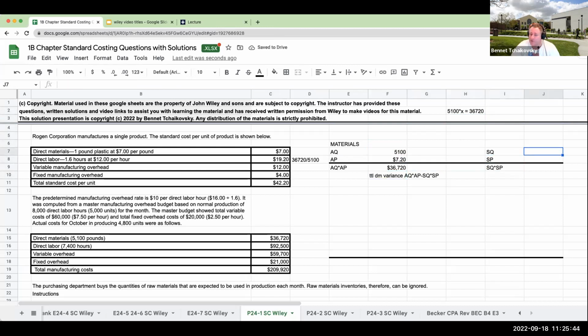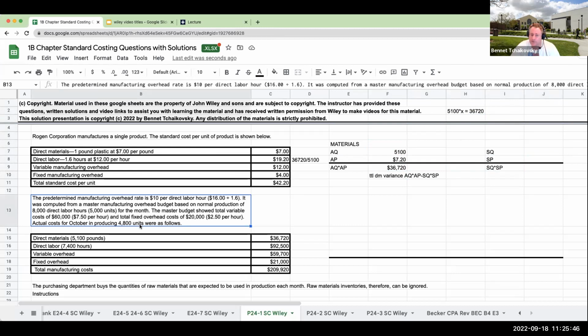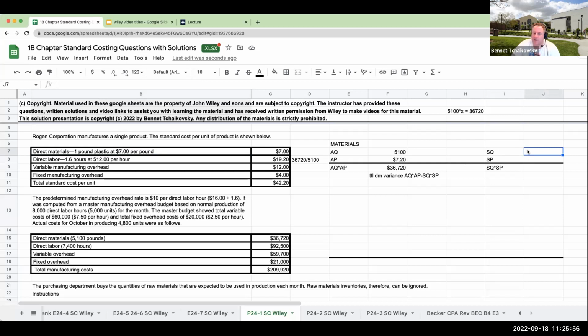Over here, my standard quantity. I produced 4,800 units. So how many pounds of material should I have used? Well, it's 1 pound of plastic, at $7 per pound. So it's going to be 4,800 units times 1 pound per unit. I'm going to then multiply this by my standard price per pound of $7. And over here, I'm going to get 33,600.